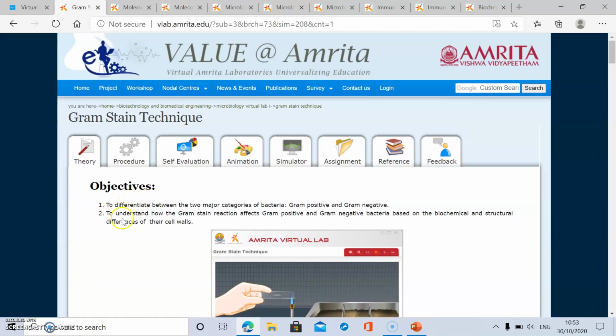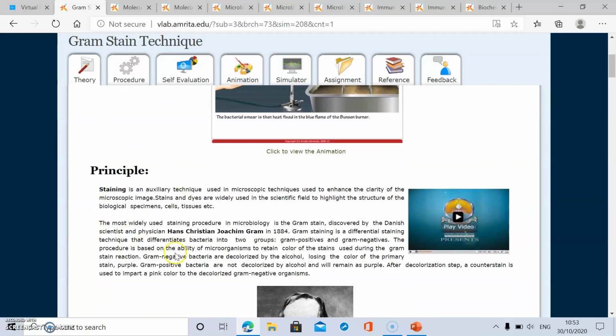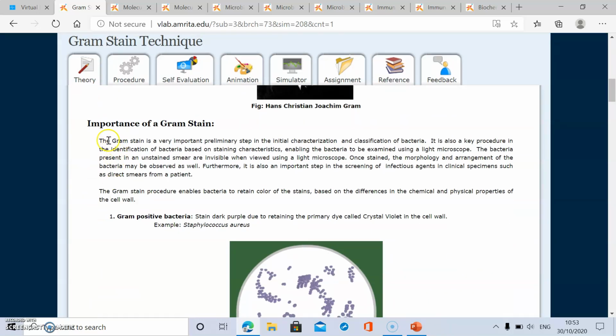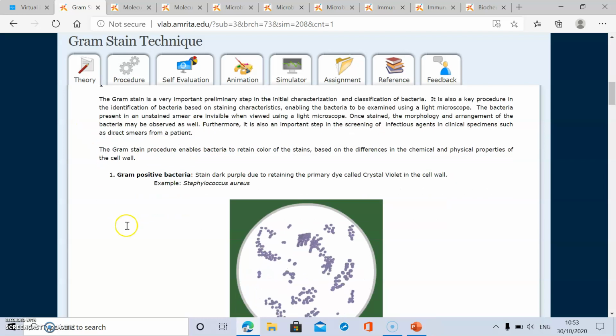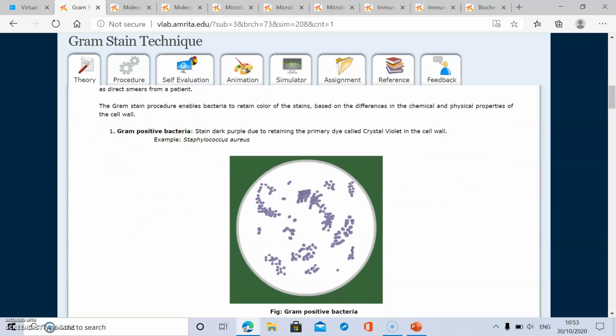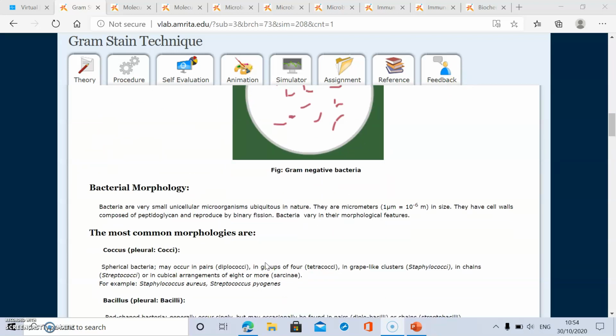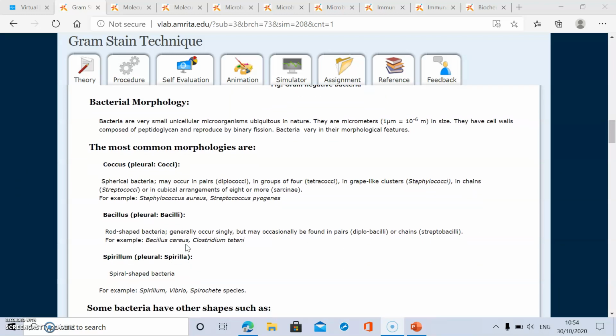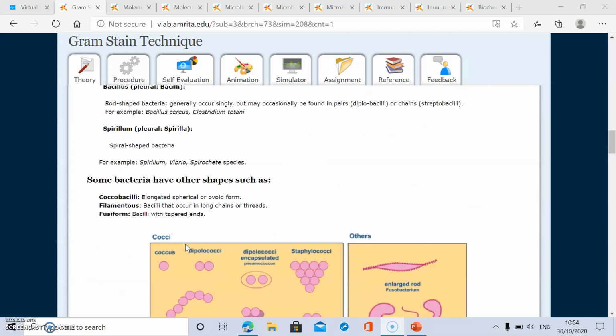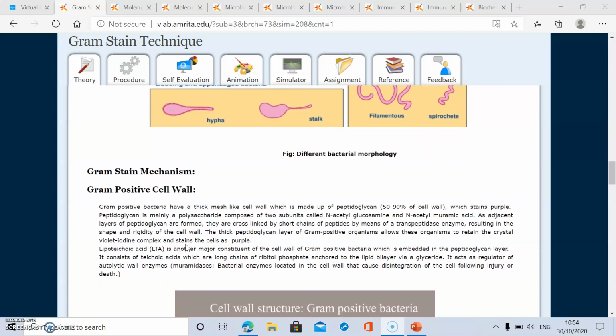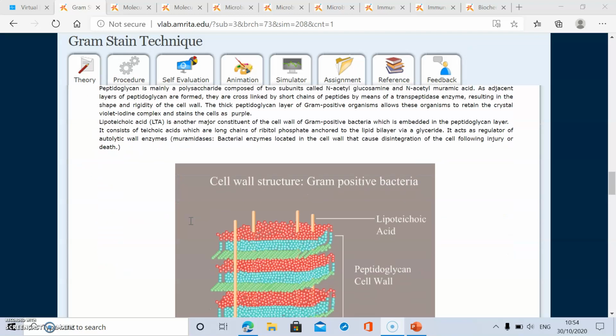These are the objectives. This is the principle. Importance of Gram stain. These are the Gram positive bacteria, Gram negative bacteria, and bacterial morphology. The common morphologies are coccus, bacillus, and spirillum. This is the theory, and this is the Gram stain mechanism.